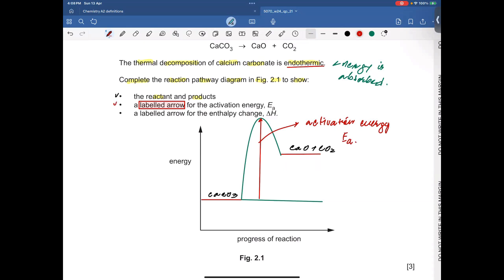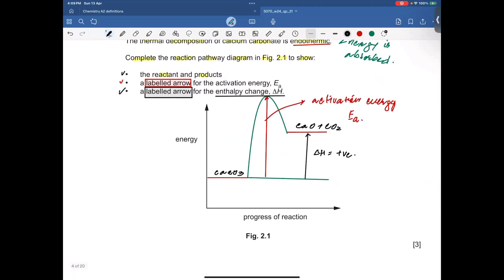Second check mark done. Now the last check mark is a labeled arrow for the enthalpy change. So for an endothermic reaction, the delta H arrow is always upward, like this. And this delta H needs to be positive because it is an endothermic reaction. All right. So third check mark done. I hope it makes sense to you. Let's move on to the next part of the question.